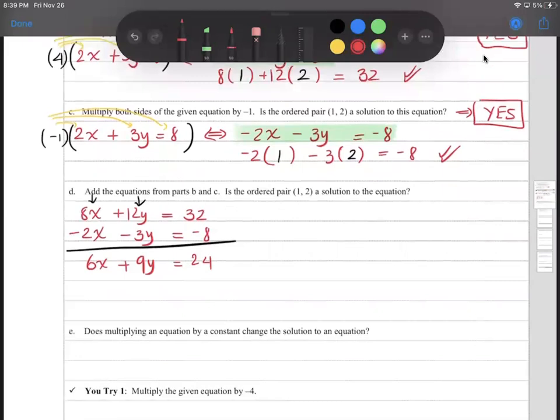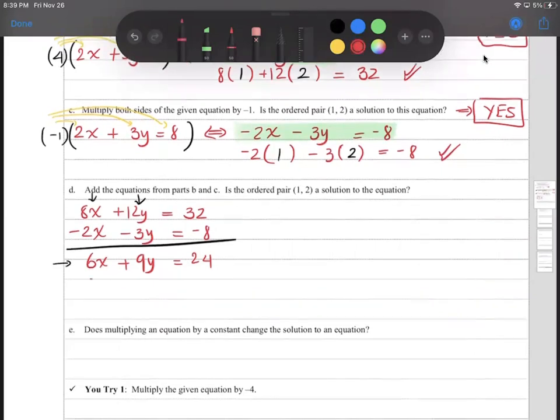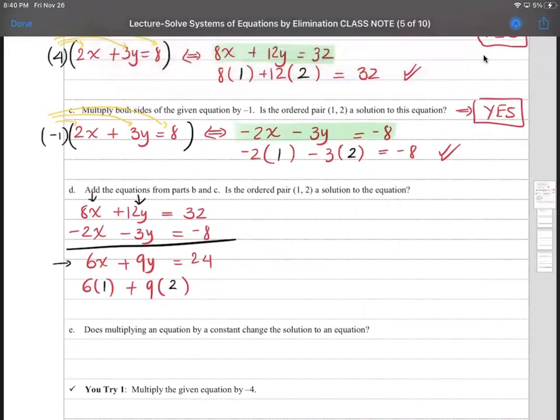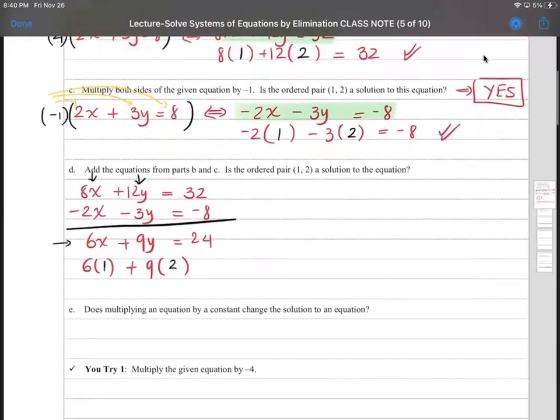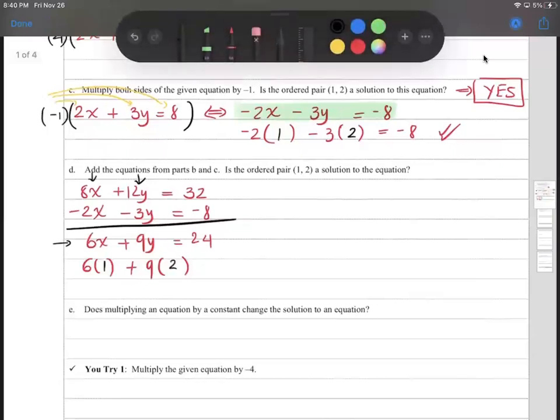And now we're going to plug x equals 1 and y equals 2 into this new equation. So this is the new equation here. I'm going to plug in 1 for x, 2 for y to see if it equals 24, which is the right-hand side. Right? 6 plus 18, 9 times 2 is 18. 6 plus 18 is 24. So check. So the answer is yes.